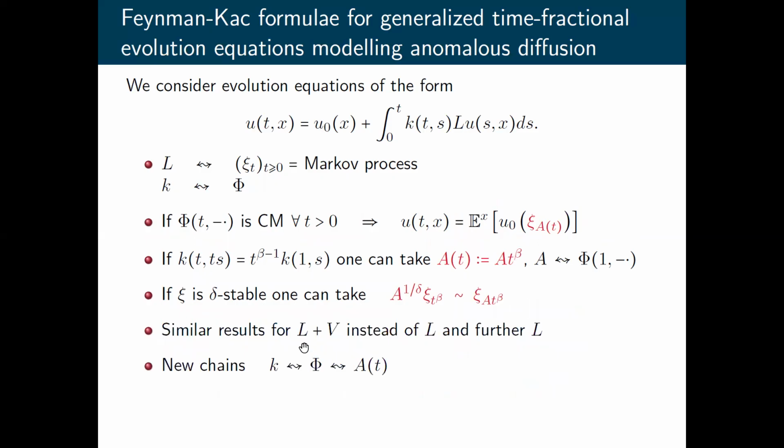and our results, similar results hold also in the general case for Markov processes, but we also can replace L by L plus V, so we can add a potential, so we can create the Feynman-Kac formula. We can also consider L, which is just a generator of a strongly continuous semigroup or Schrödinger group, so we can consider also time-fractional Schrödinger equations. And also our approach allows, starting from a general kernel K, to construct the corresponding function phi and hence the corresponding random variables A of t.